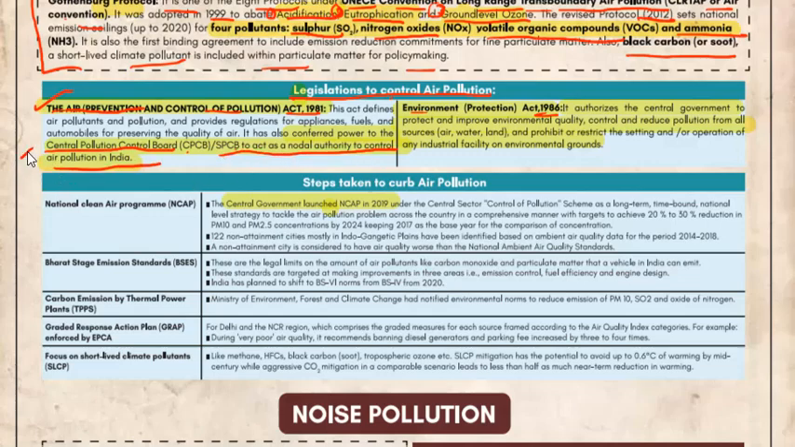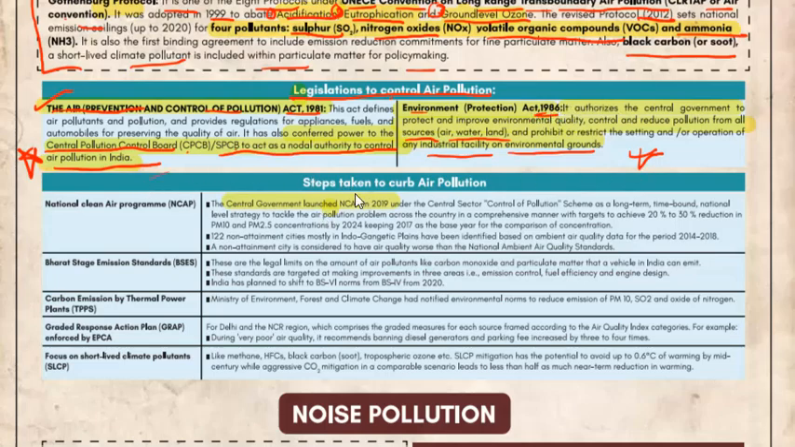This is one of the most important points you should remember. Next is the Environmental Protection Act. It authorizes the central government to protect and improve environmental quality, control and reduce pollutants from all sources, that is air, water and land, and prohibit or restrict the setting or operation of any industrial facilities on environmental grounds. So for industries also, we all follow the Environmental Protection Act 1986.